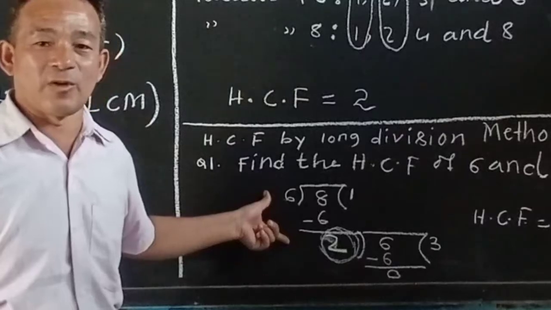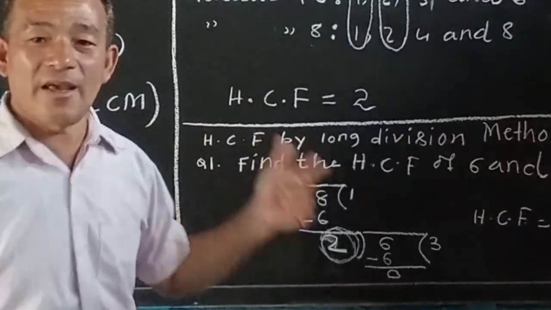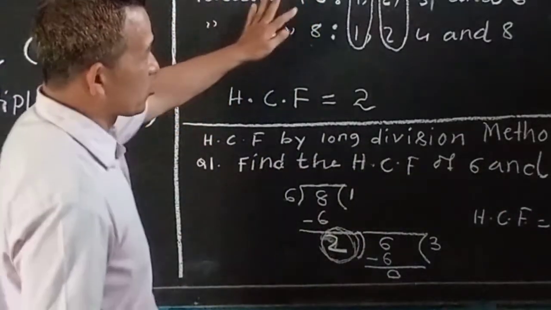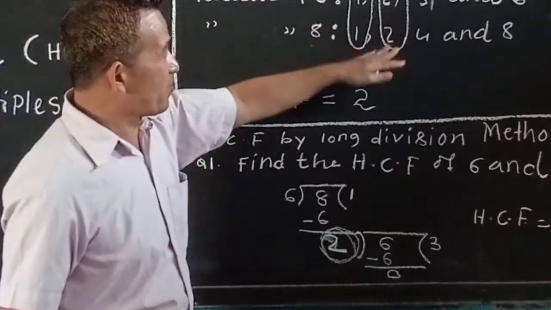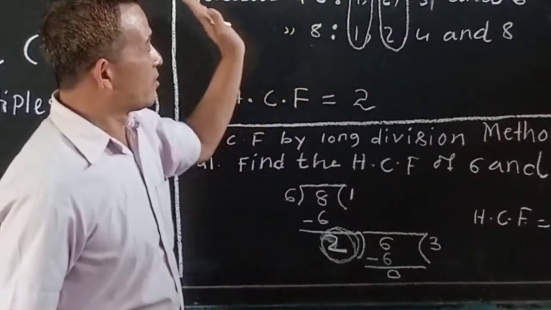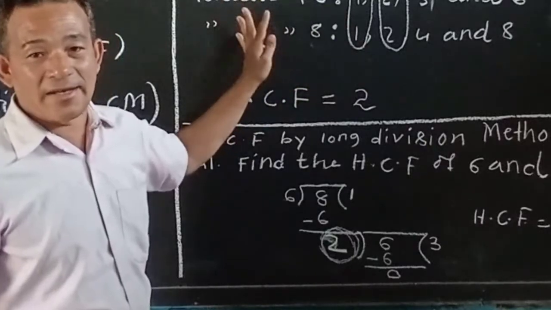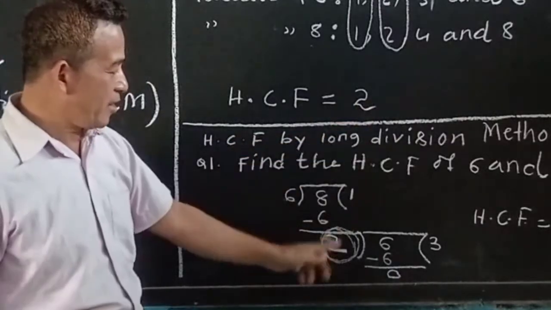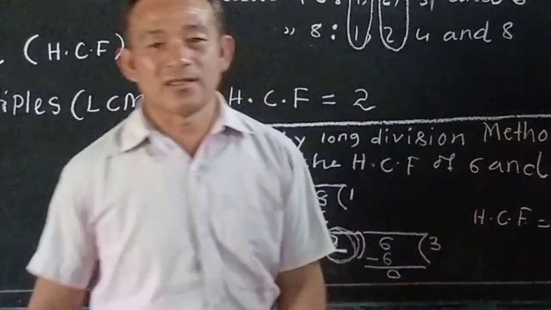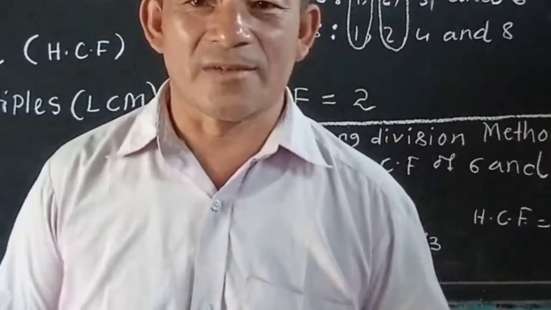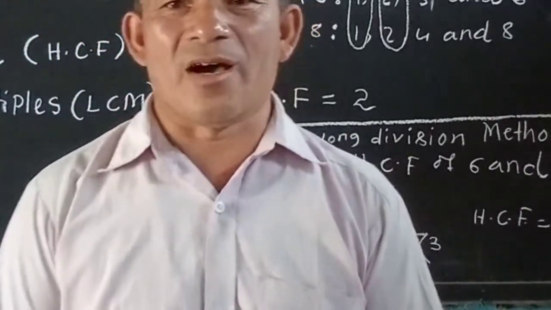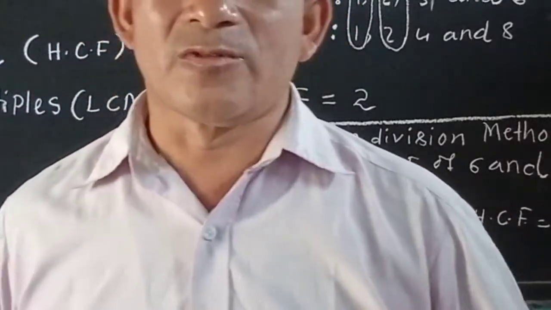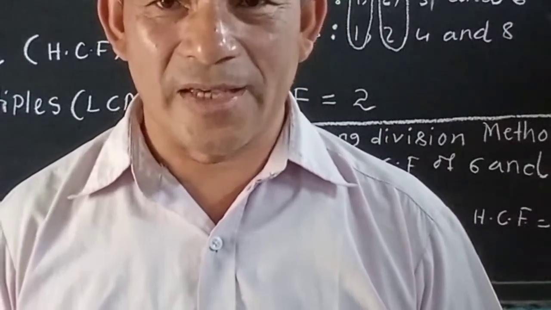This is another method, and the most popular one, the division method, to find the HCF of given numbers. Here we have got HCF 2, and with the other method also we got HCF as 2. So this is how we can find the HCF of given numbers, and this is all about how to find the HCF.